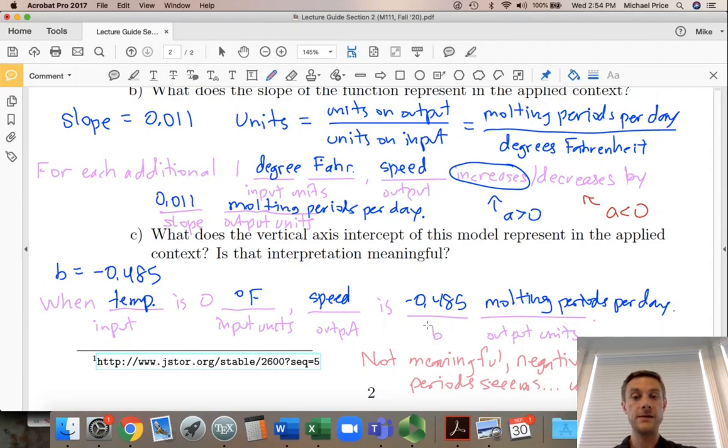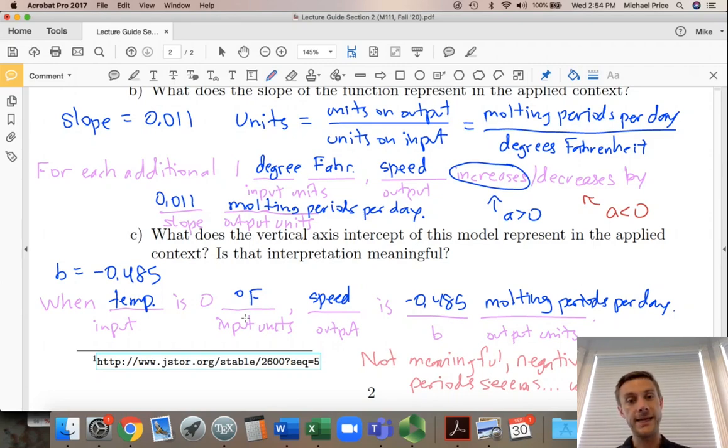So for instance, I could see somebody claiming that it is meaningful and they would say that a negative growth speed just means that the aphids are getting smaller instead of getting bigger. So molting periods maybe is a weird unit for it, but thinking about growth speed, a negative growth maybe just means that they're shrinking. So when it's really cold like this, maybe the aphids stop growing and instead start getting smaller. That'd be a great full credit answer to this question that is the opposite of what I've written, because they're saying it is meaningful and I'm saying it's not.